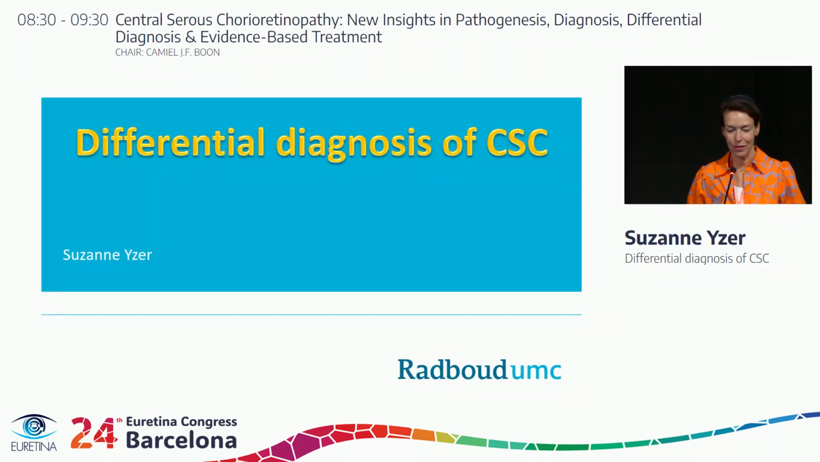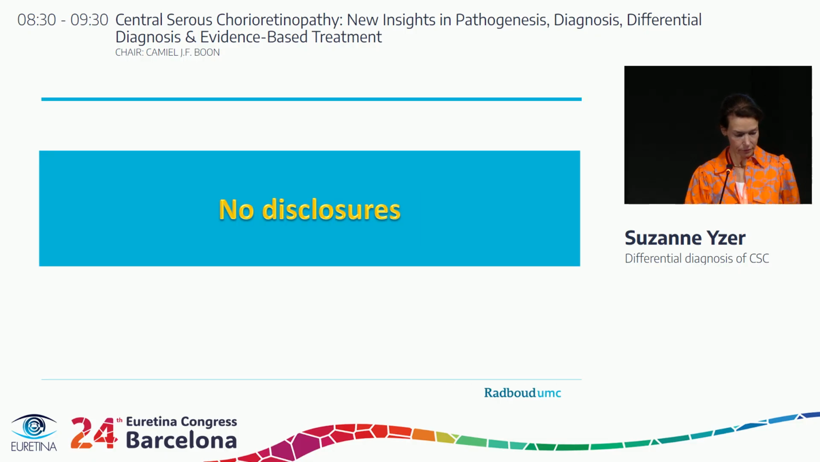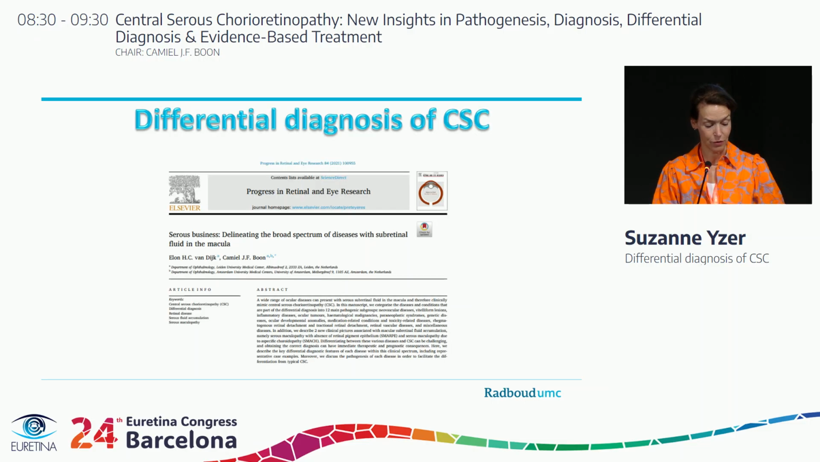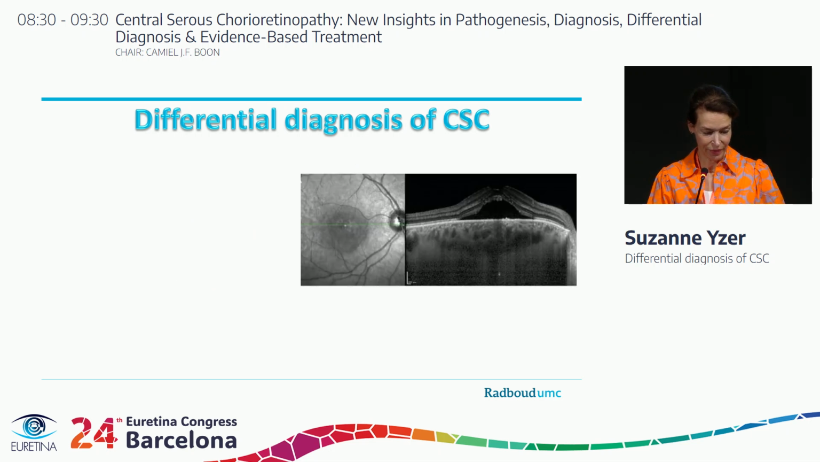So good morning, everyone. We'll be moving on to the next topic here, which is the differential diagnosis of central serous chorioretinopathy. I have no disclosures. By no means will I go over all the differentials that you can think of for central serous chorioretinopathy, and I will just pick up some highlights. If you want to learn more about this, I would advise you to read this paper by Camille.